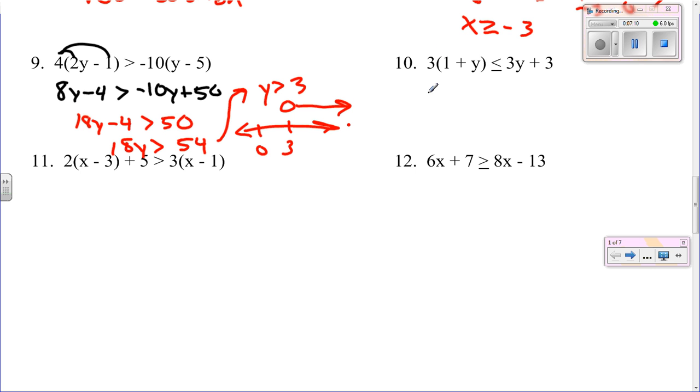Number 10, distribute the 3. 3 plus 3y is less than or equal to 3y plus 3. These are exactly the same. So as you see that it's exactly the same, it's going to give you 0 is less than or equal to 0. When is 0 less than or equal to 0? Always, so it's all real numbers.